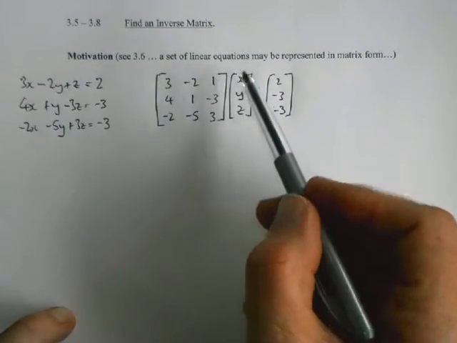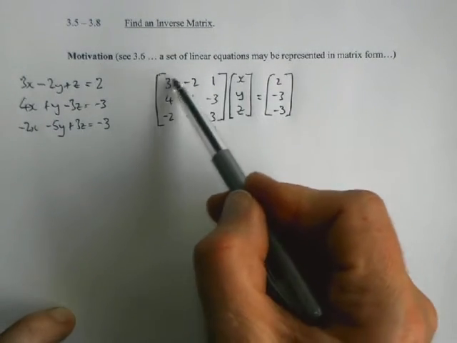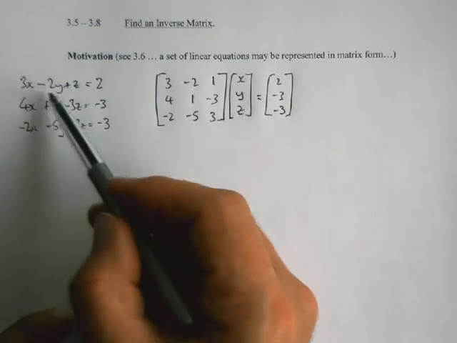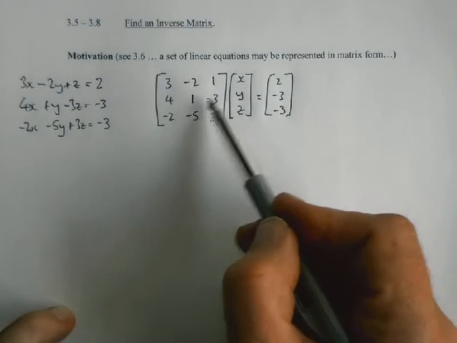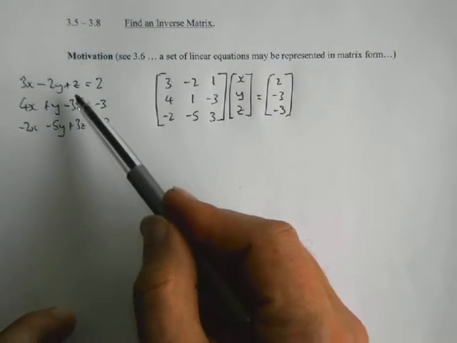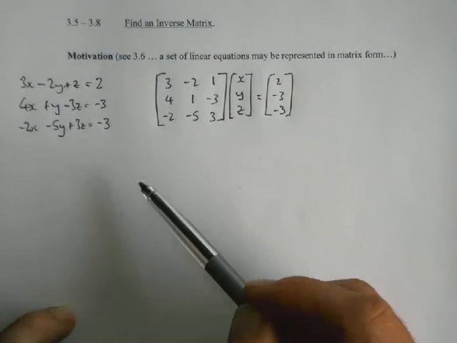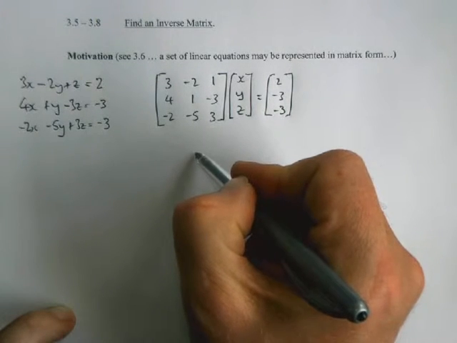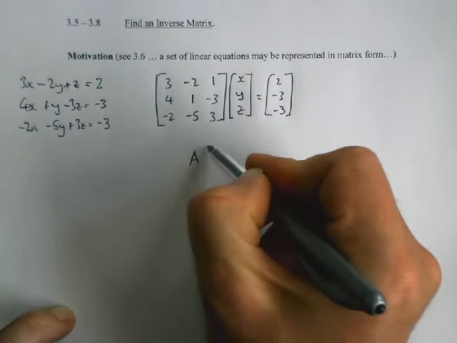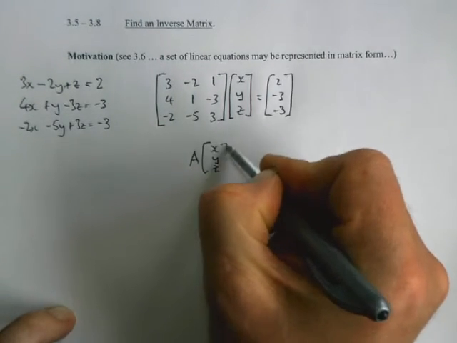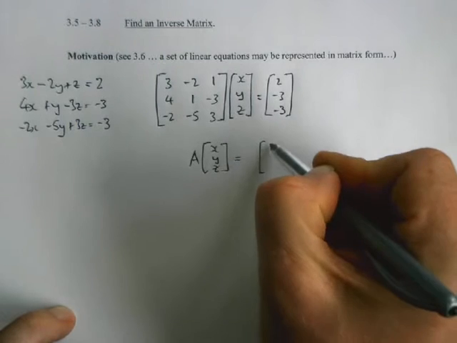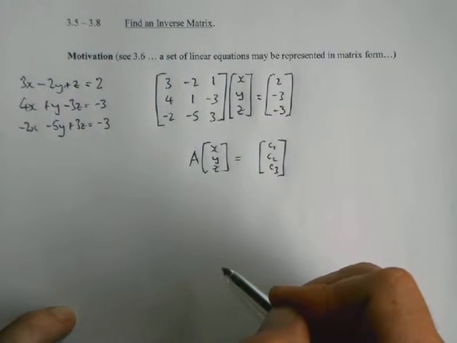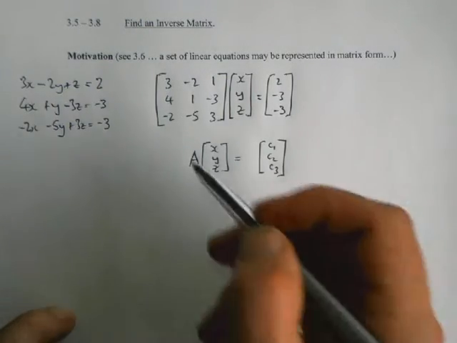Okay, because if you multiply these two things, so first row into the column, you get 3x minus 2y plus z equals 2, which is just the first equation. So the three rows give you each of the three equations. So we can take a set of linear equations and write them as a matrix equation. Now if I write the general form of that, in general it's the same as saying that A lots of x, y, z equals some column vector. Okay, that's the general thing.